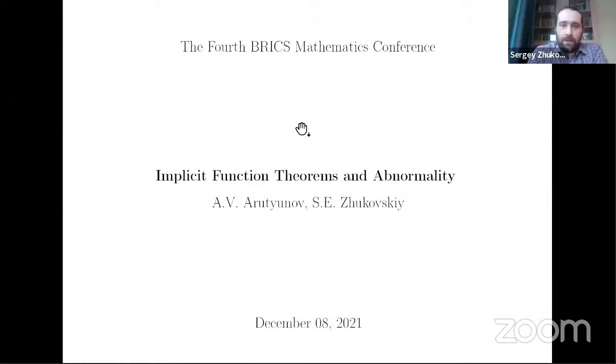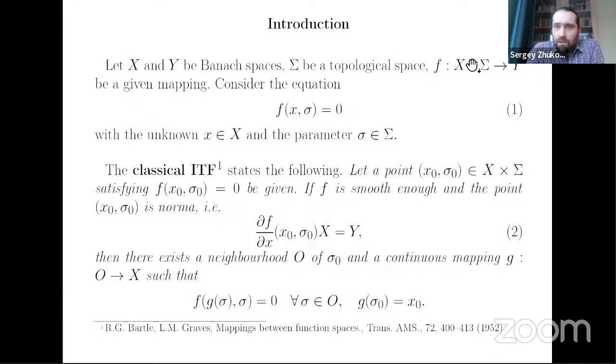Okay, hello. In this talk, we will discuss some recent results on implicit functions. In order to start, I would like to recall some known results concerning implicit function theorems. Let X and Y be Banach spaces, sigma be a topological space, and we are given a continuous mapping F. We consider the following equation, equation 1. Here X is the unknown variable and sigma is a parameter.